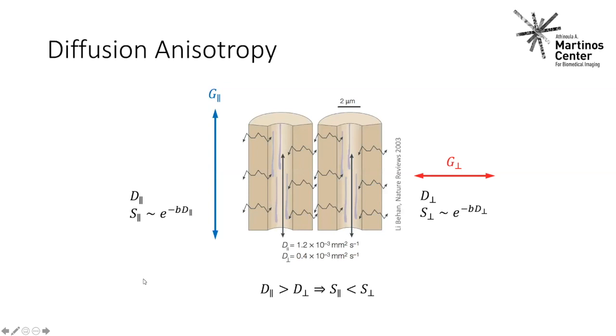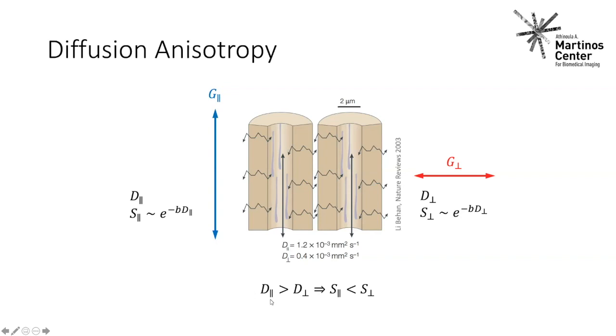And we need to notice that the diffusion coefficient has anisotropy. In other words, when we apply diffusion gradients along the white matter axon, we get the diffusion signal along this direction, and we get the diffusion coefficient along this direction. And if we apply diffusion gradients transverse to the axon, then we get the signal transverse to the axon, and also get the diffusion coefficient transverse to the axon.